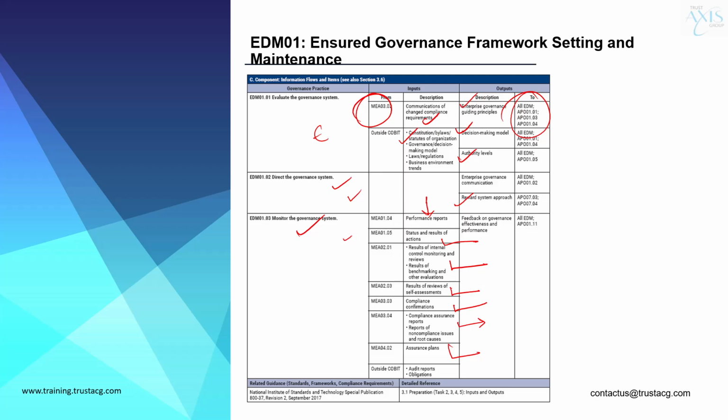Now, the feedback loops back into all ADM and APO processes, ensuring that governance is a living system constantly refined through evidence and learning. Okay.